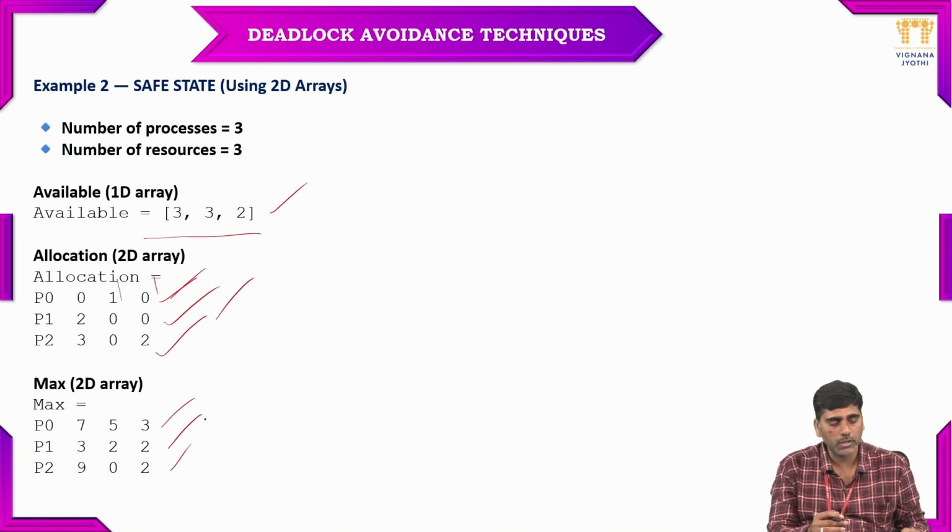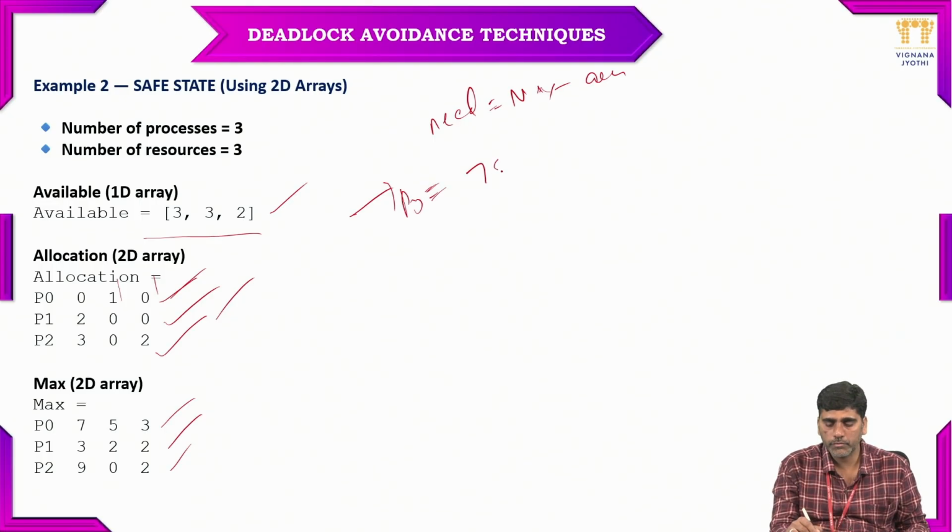So available we know, allocation we know, and maximum we know. From this, what we have to find is the need matrix. What is the formula? Need equals maximum minus allocation. So the maximum for P0 is 7 5 3, minus allocation 0 1 0. So the values are 7 4 3. This is the P0 need matrix.